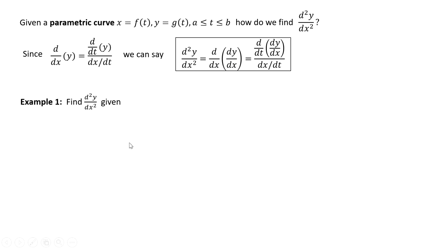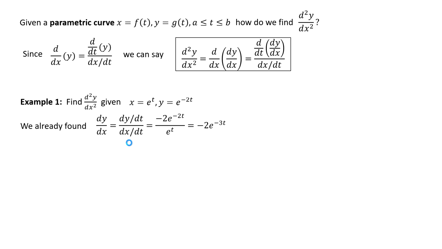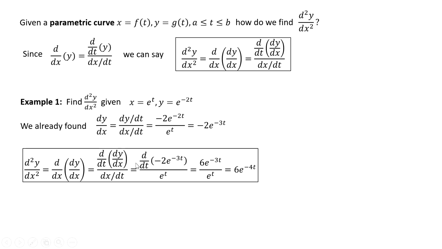Next, let's solve a problem. x equals e to the t, same thing. How do we find d squared y over dx squared? We already found dy/dx to be negative 2e to the negative 3t, right? So we need that because notice this has d/dt of dy/dx. So d/dt of that dy/dx, which we found to be negative 2e to the negative 3t, over dx/dt. We already had dx/dt to be e to the t. I'm just plugging in. That's it.